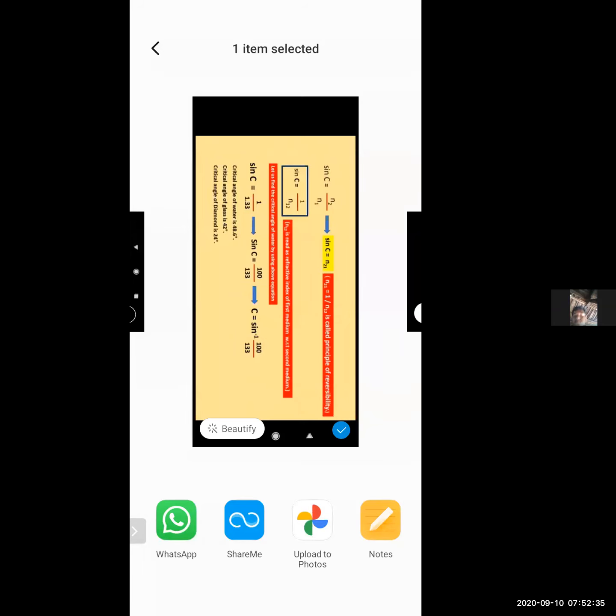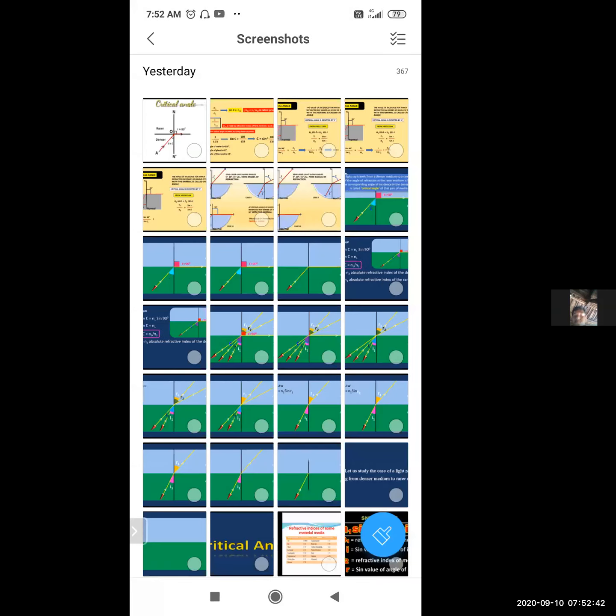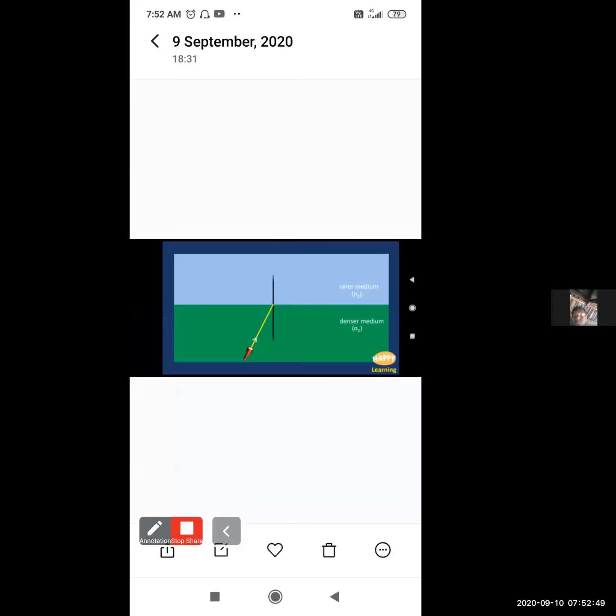We recall what we studied today in today's class, students. Today we studied the topic of critical angle. Critical angle is the angle of incidence for which angle of refraction is 90 degrees. Formula for critical angle: sin C is equal to N2 by N1. If R is equal to 90 degrees, then I is equal to C.